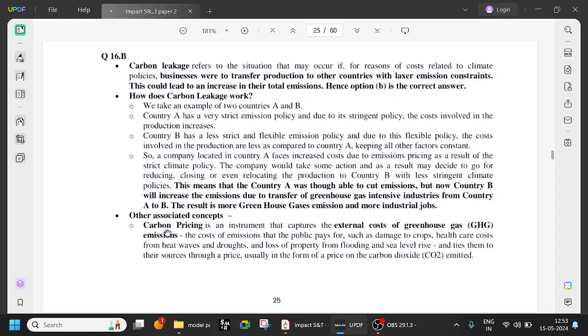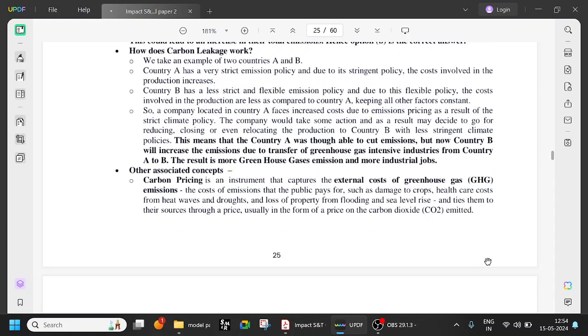Okay, so carbon pricing. What is carbon pricing? It's an instrument that captures the external costs of greenhouse gas emissions, the cost of emissions that the public pays for, such as damage to crops, healthcare, heat waves, etc. Even now we are facing a heat wave situation in India, right? Loss of property from flooding, sea level rise, etc. So this is all called carbon pricing. Because of these greenhouse gases, this is the price we pay.